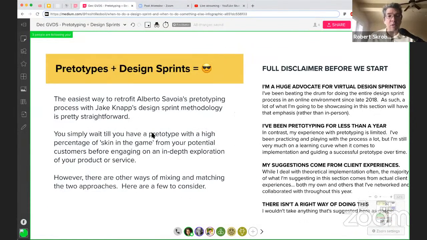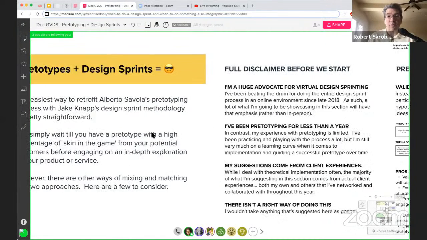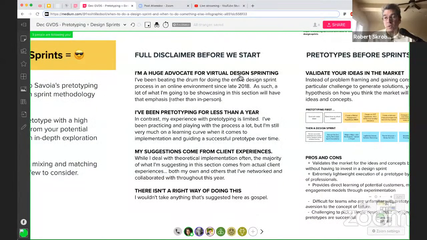All right. So let's get into prototypes and design sprints and how they combine, I would say the apex of this particular presentation. The disclaimer I will put right up front is that I'm biased towards virtual design sprinting. So some of these approaches, while they reflect what I've heard and seen in the market, take a bent towards virtual. My experience with prototyping is less than a year. So if I get something wrong in terms of the methodology, feel free to point that out to me, because I'm always learning.